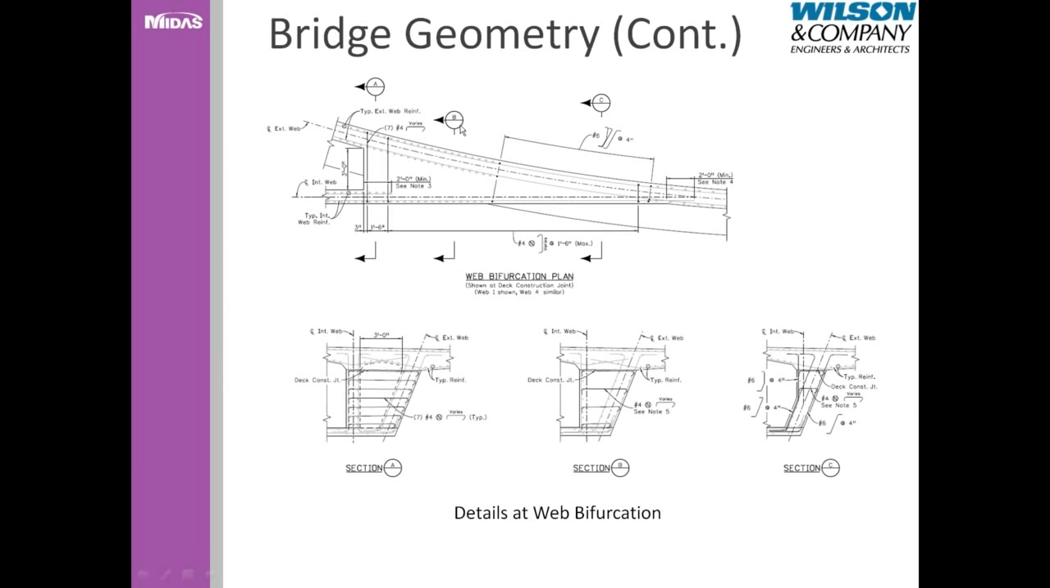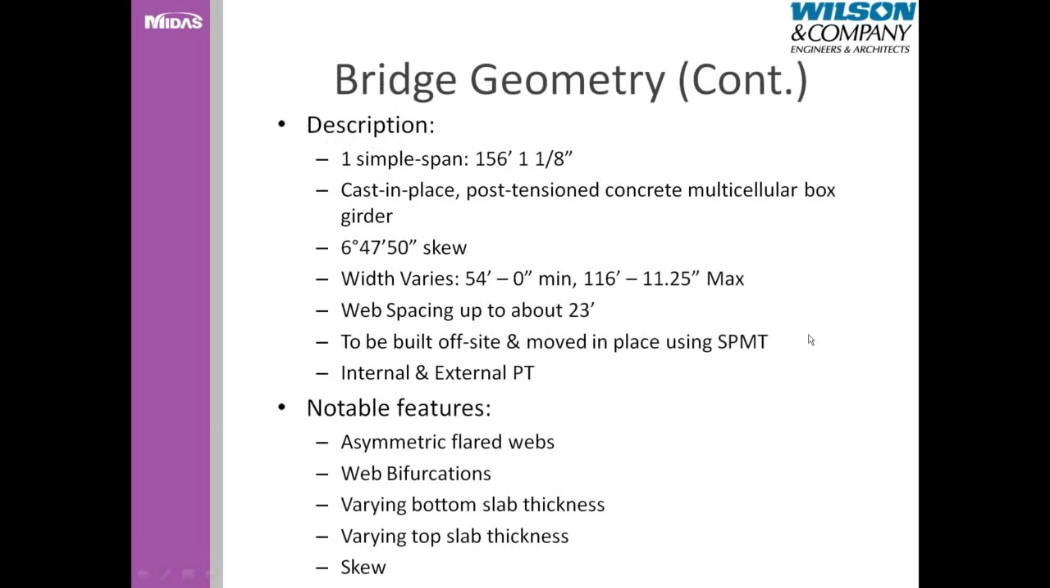Here's a closer look at the web bifurcation. There's kind of a transitional zone here where there's some extra concrete. Take a look at section A. You can see that this gap between the webs is filled with concrete. As we get closer to the termination of this web, this is the cross-section here.